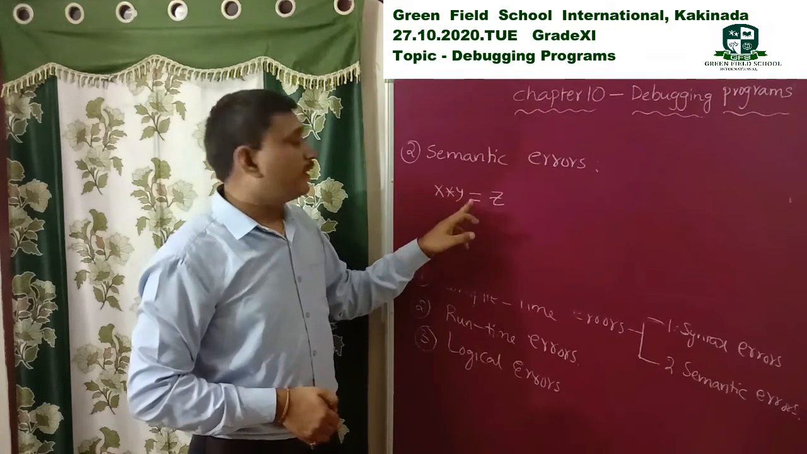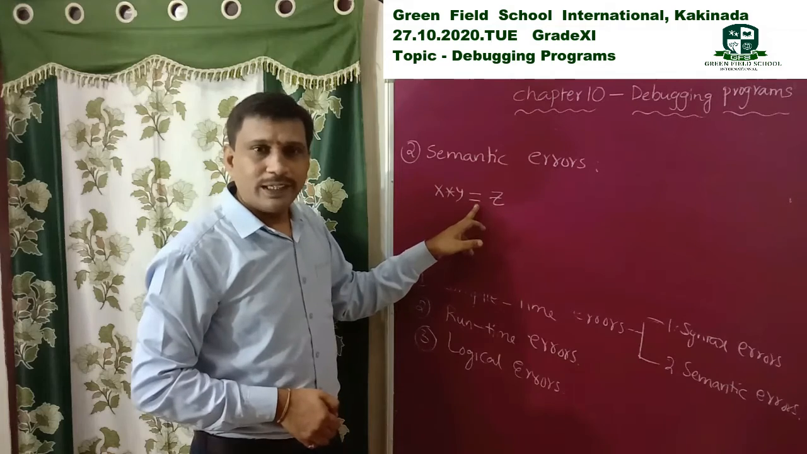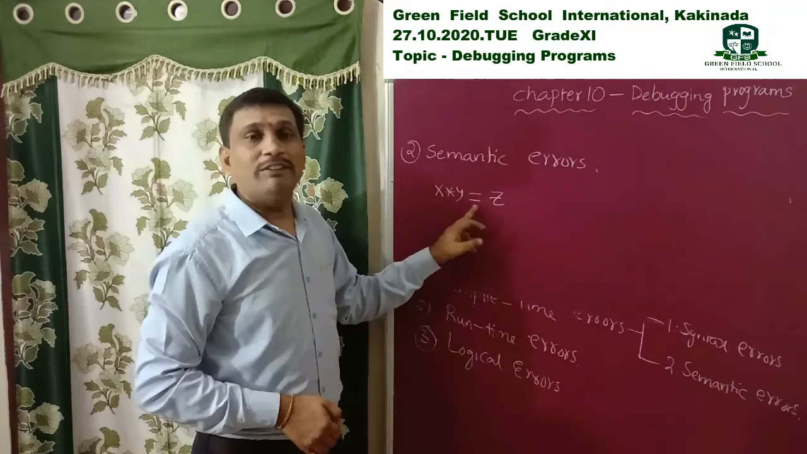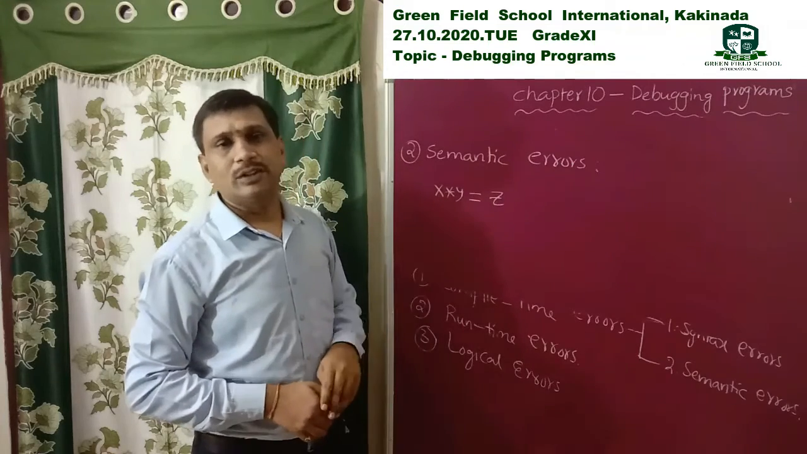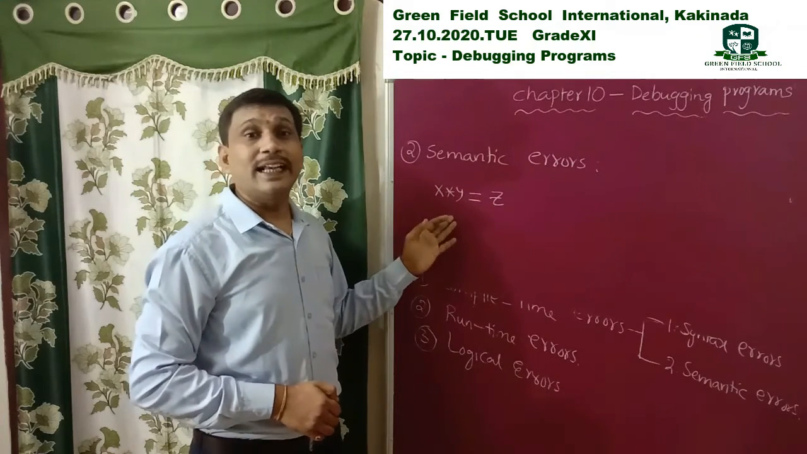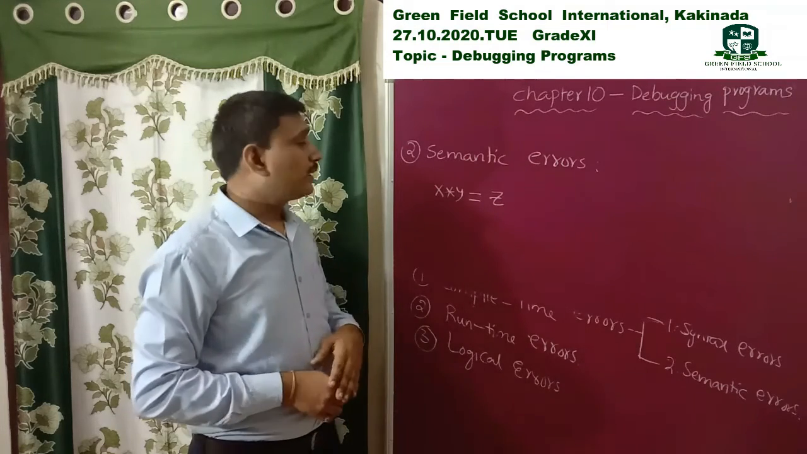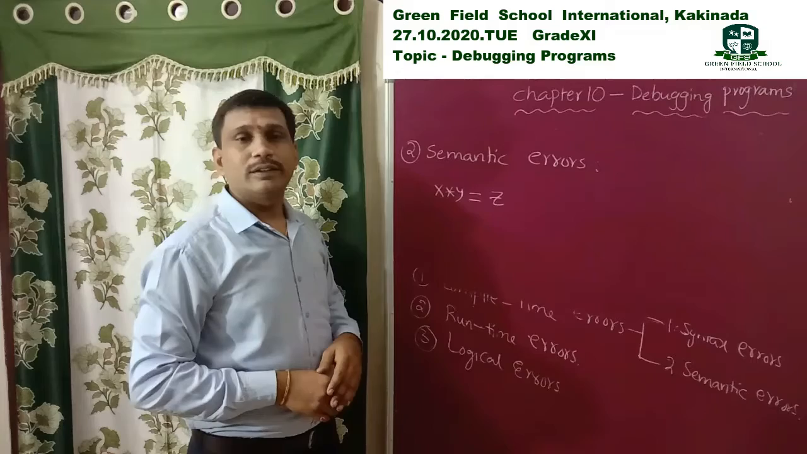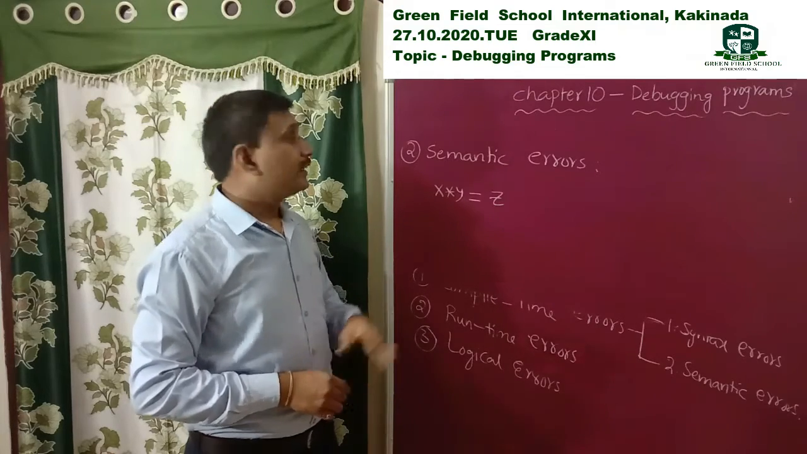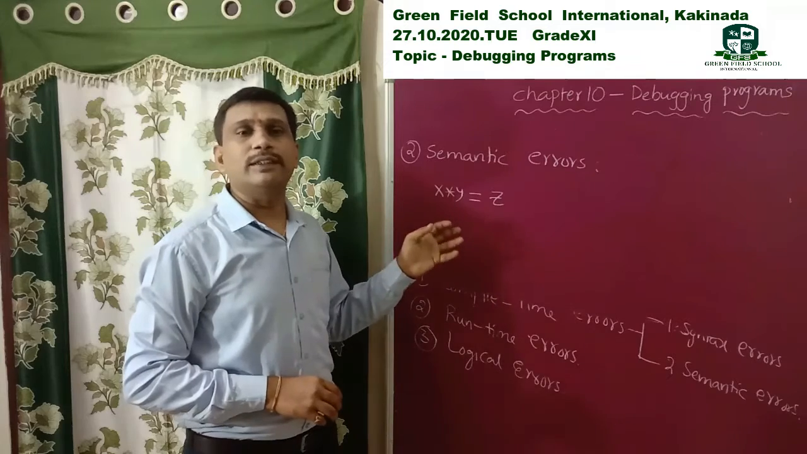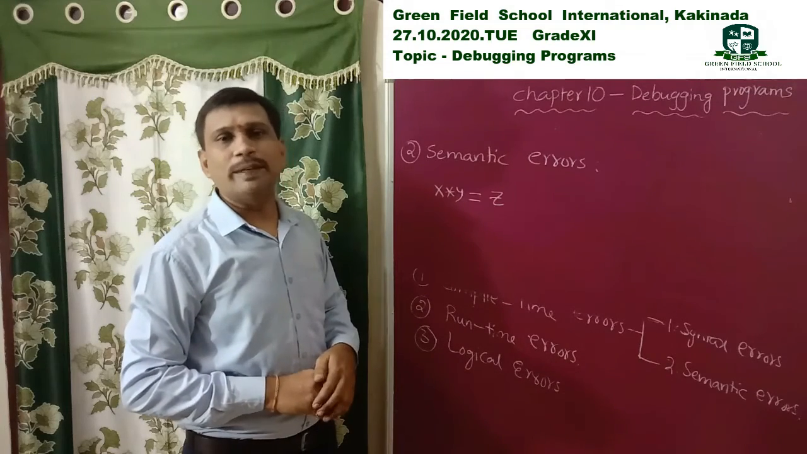Syntactical. Why? Because every assignment operator has a left hand side and a right hand side. So this expression has a left hand side and a right hand side. So here syntactically it is true. But when we observe this statement semantically, semantic means meaning. We provide some meaning to every statement in a programming language.